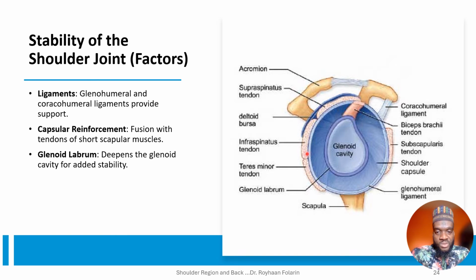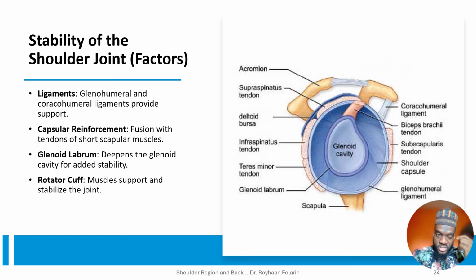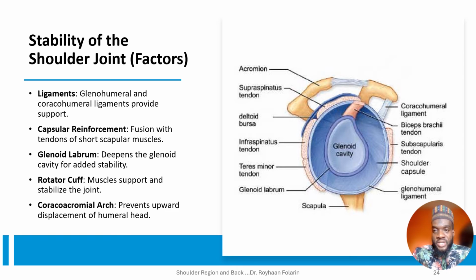Okay, before we now have the capsule further encircling everything. So here was the biceps tendon that we saw earlier. And then you have a number of other structures. So the supraspinatus tendon is right here, and then the deltoid bursa, you can appreciate that better here. The infraspinatus tendon is here, the teres minor tendon is here, the subscapularis tendon from the subscapularis muscle is right here. So we also have the rotator cuff muscles ensuring the stability from the muscle angle, right? And then you have the coracoacromial arch, which is formed by the coracoacromial ligament, which prevents upward displacement of the humeral head, as we mentioned earlier.